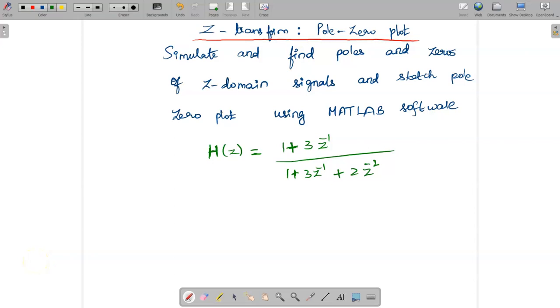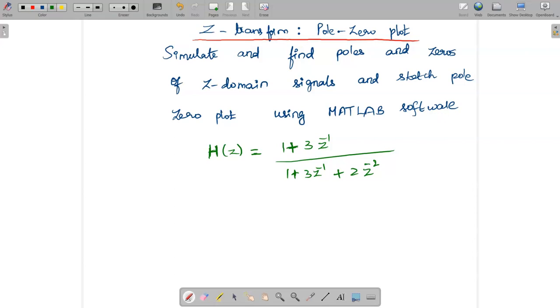Today we are going to find out the pole zero plot using MATLAB software. So we are going to simulate and find poles and zeros in the Z domain signal, as well as sketch the pole zero plot using the MATLAB software.